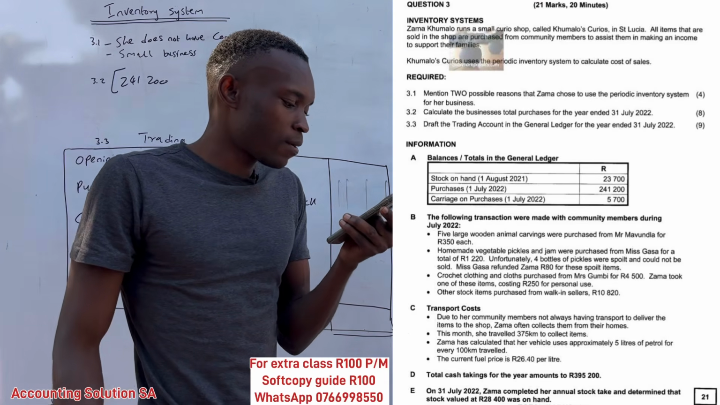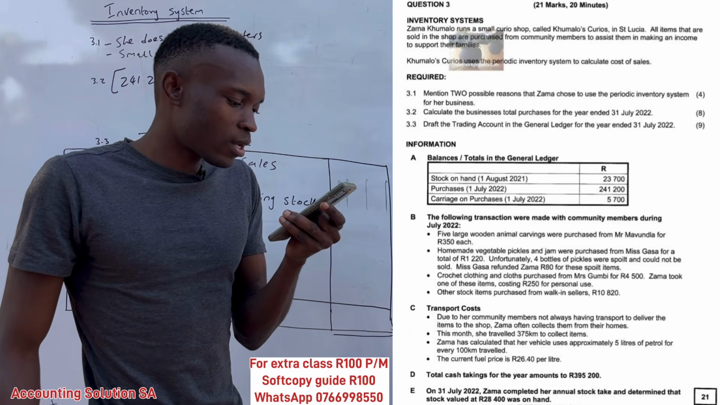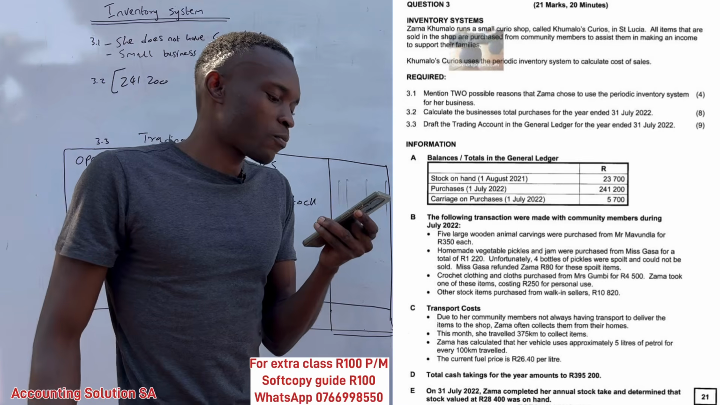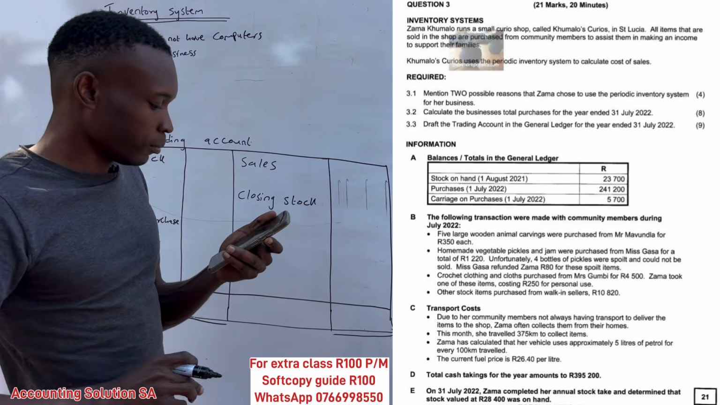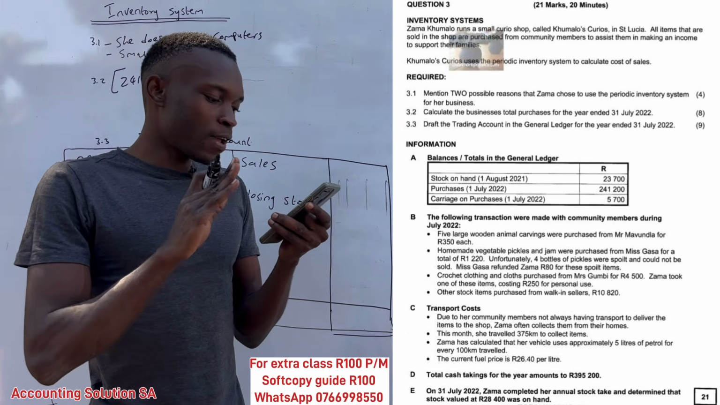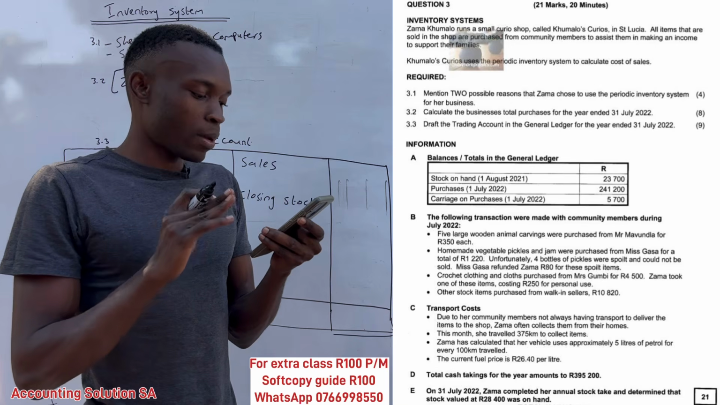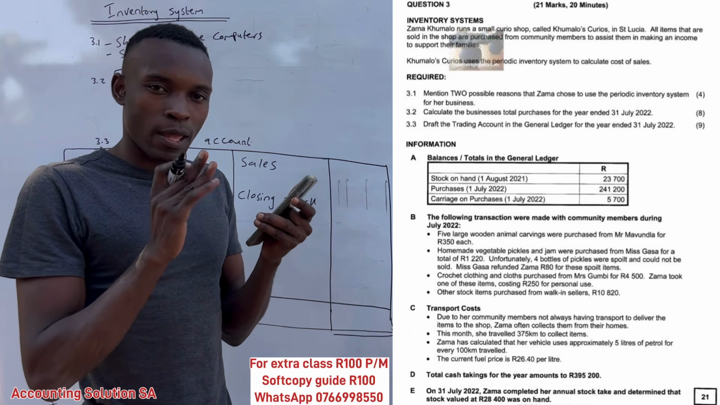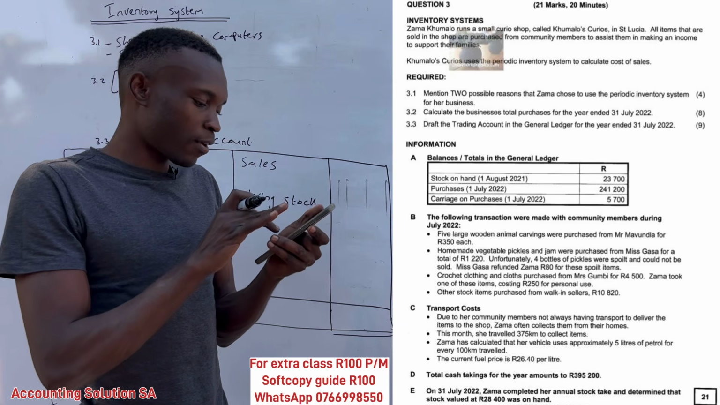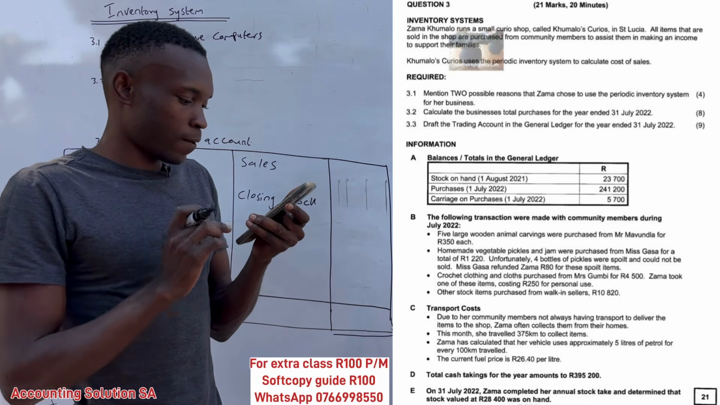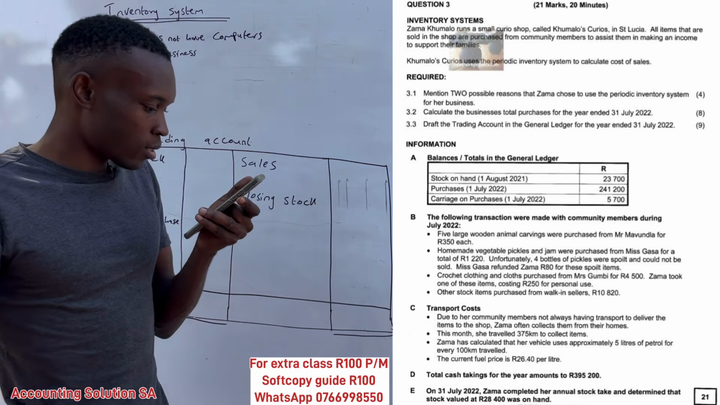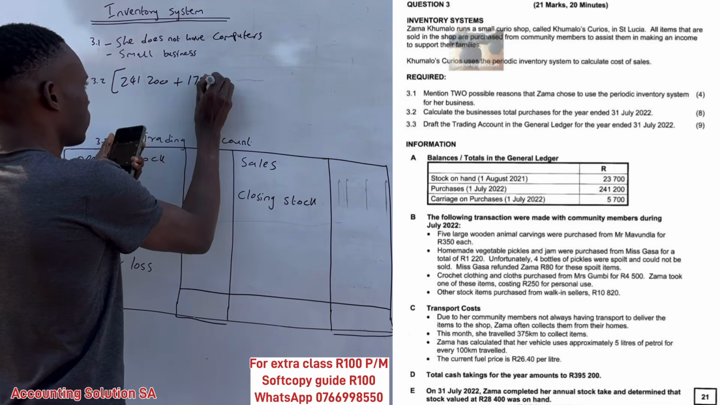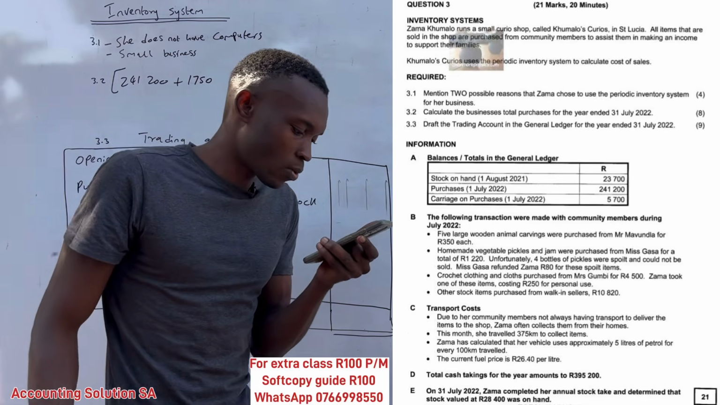Then we go to information number B, which is related to purchases. Number 1, they said 5 larger wooden animal carvings were purchased from Mr. Mavunja for 350 each. Okay, they purchased 5 larger wooden animals at 350. In order for us to get the total of how much the purchase cost, we have to multiply 5 by 350, which is going to give us 1,750.